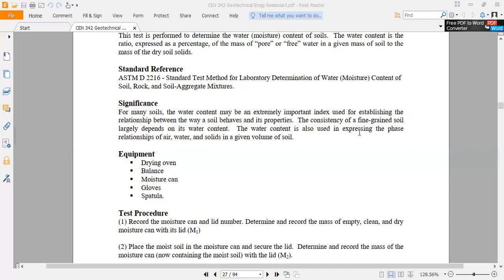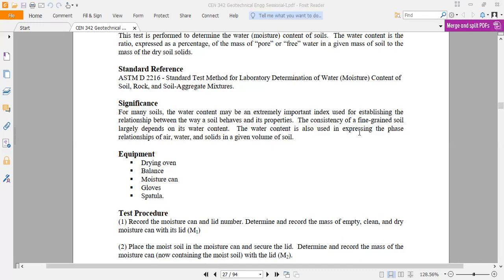The consistency of a fine-grained soil largely depends on its water content. There are two kinds of soil we already know: one is coarse grain, one is fine grain. For fine-grained soil, the consistency will depend on its water content. So to determine the consistency of fine-grained soil, we have to know the water content.